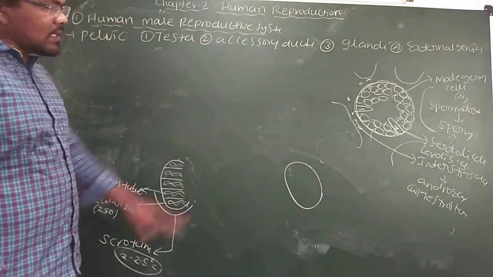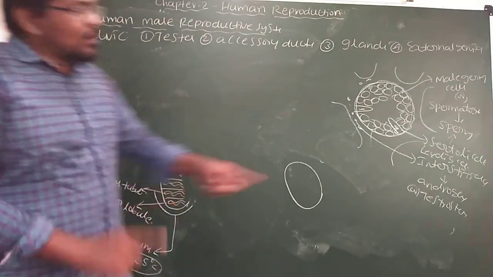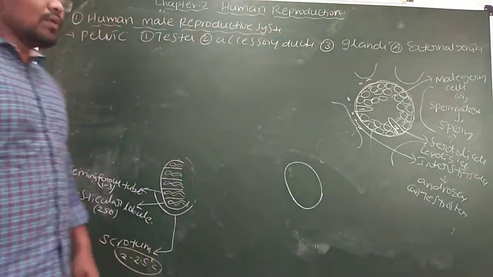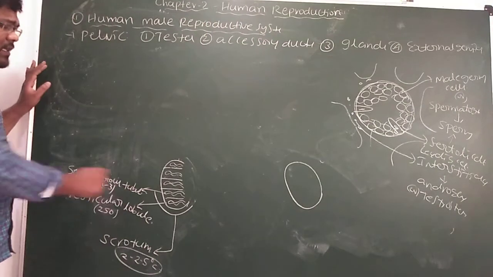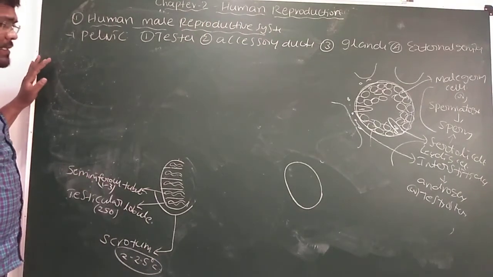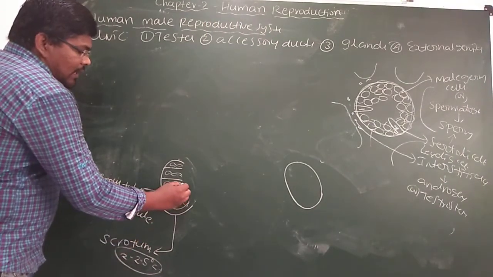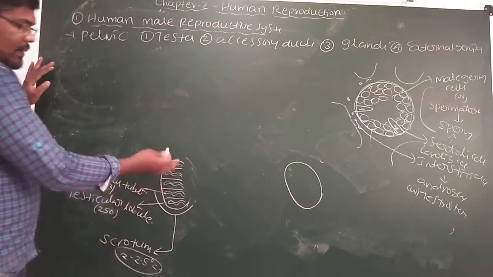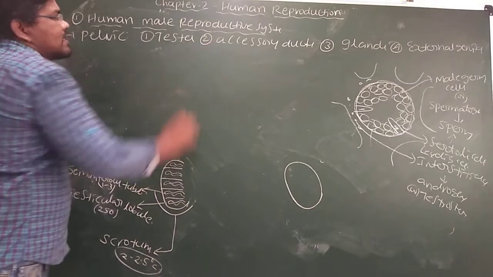Based on this, we can say that the testis is used for the production of sperms and production of androgens or male reproductive hormones. That is about the seminiferous tubule. After that, this seminiferous tubule up to here is a testis. Okay, completion of testis. Then we have to see the accessory ducts.